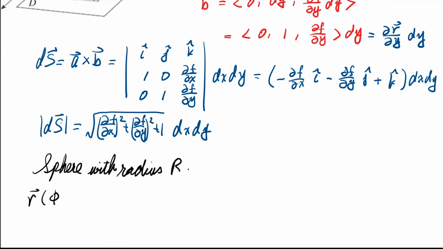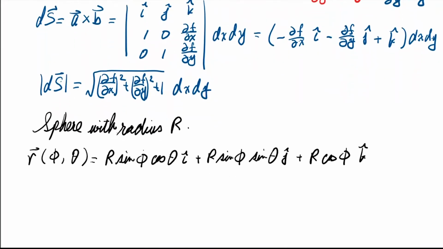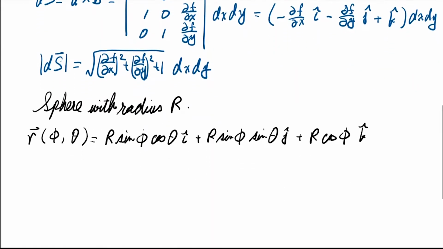That we did it like this. Just phi and theta, right? So we can have r sine phi cosine theta i vector plus r sine phi sine theta j vector plus r cosine phi k vector. This is how we did it. Now, let's see if this thing still works, okay?